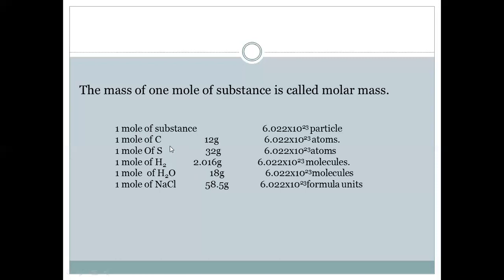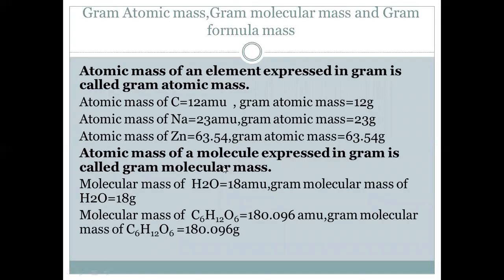So 1 mole of all substances, whatever their molar mass is, always contains Avogadro's number of particles. I told you the particles are different. They may be atoms, molecules, or formula units, but if it is the same 1 mole, then they contain a similar number of particles. And these moles are for one, you can see, for one atom. Okay, 12 grams is 1 mole of carbon, and Avogadro's number of particles are present in it.